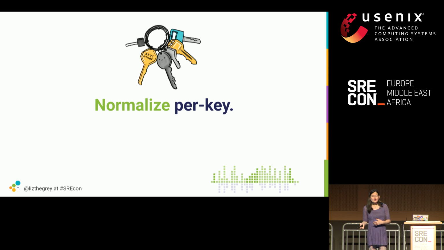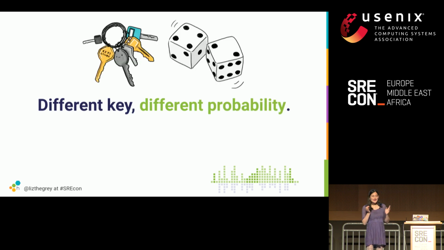We need to normalize our sampling rates by key. We need to make sure that we allocate our budget of the number of allowed events that we can keep post-sampling, and we need to make sure that it's allocated fairly across all of our distinct clients and across all of our distinct ranges of latency that we might have inside of our system. So if we have a different key, it can have a different probability that varies from all the other probabilities that we've seen inside of our system.